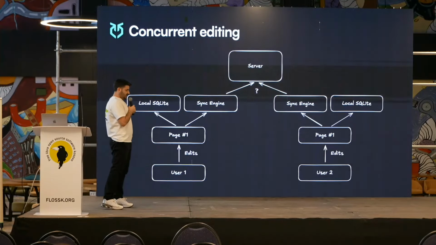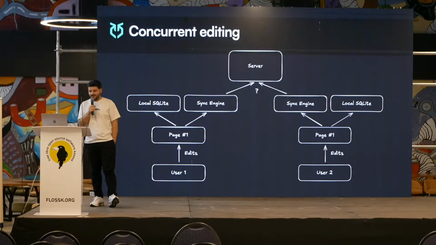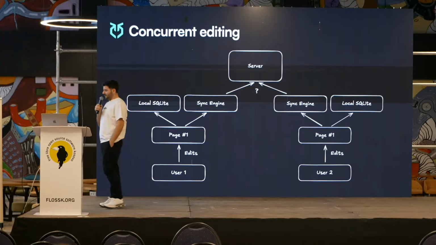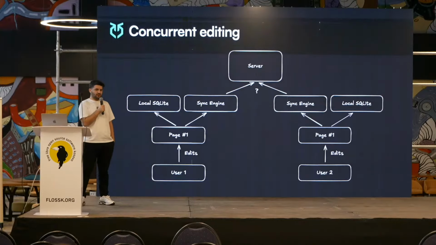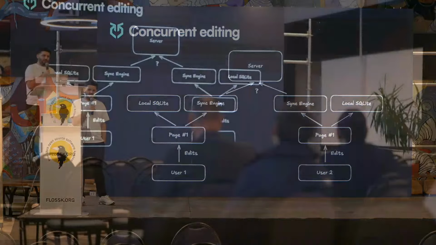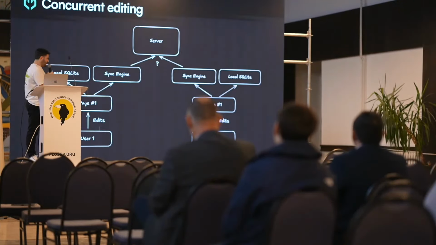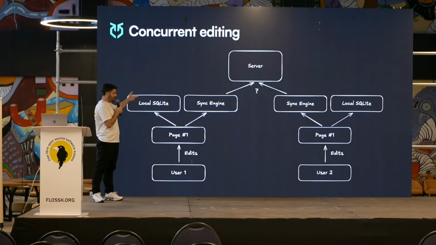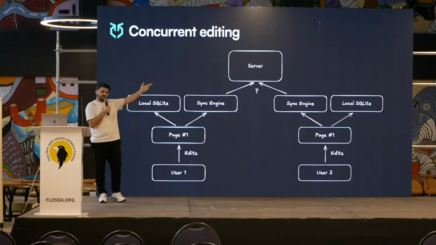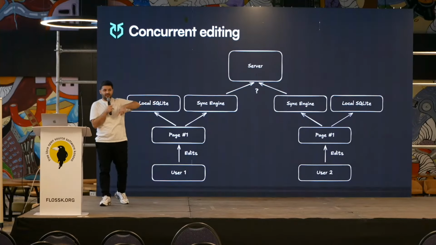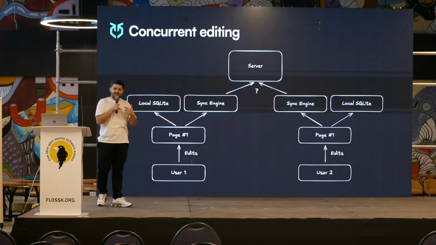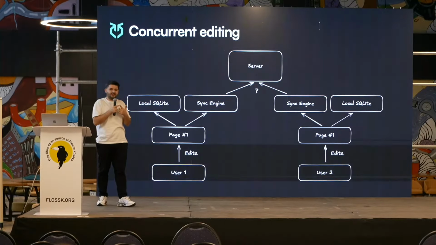The first challenge, and maybe the most painful one, is concurrent editing. Here is a simple example. Let's say there are two users working on the same page or the same node. User one makes an edit to the page. In the background, it is stored locally, and then the sync engine tries to sync it to the server. But the second user, at the same time, makes an edit to the same paragraph. Now the server needs to know how to merge these two changes without losing any data.